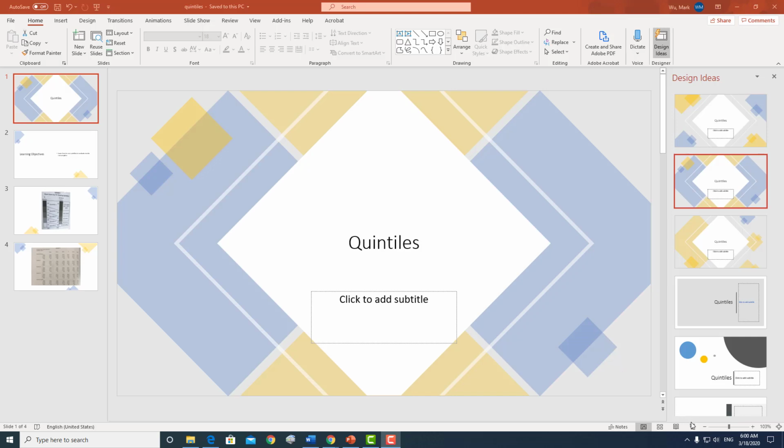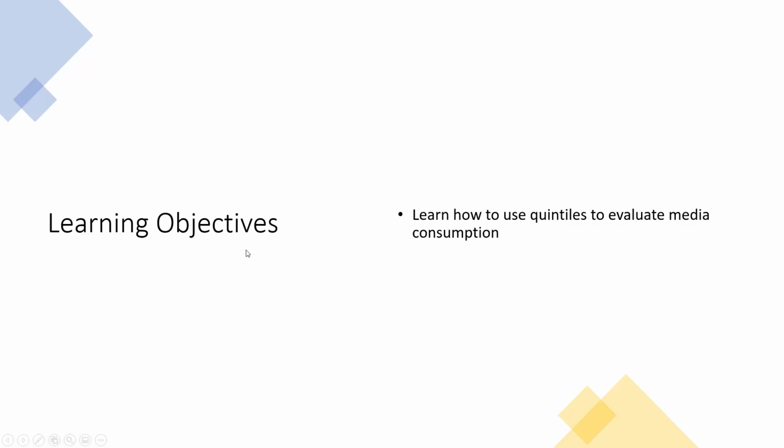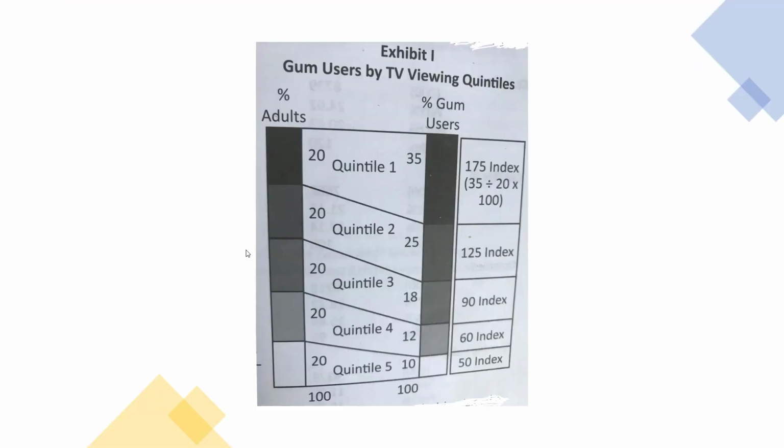Today, our topic is going to be quantiles. Our learning objective is very simple: just learn how to use quantiles to evaluate media consumption. Let's look at this exhibit. As you can see, this is gum use by TV viewing quantiles.